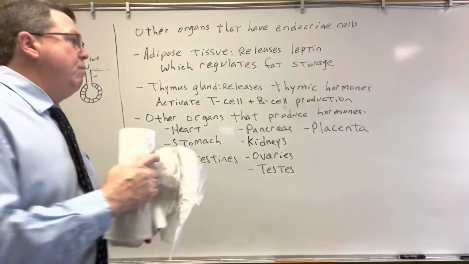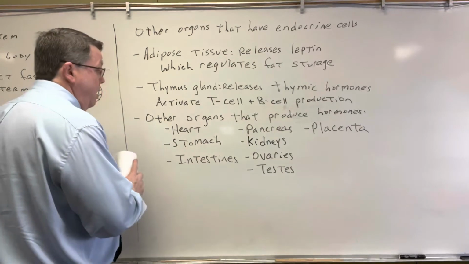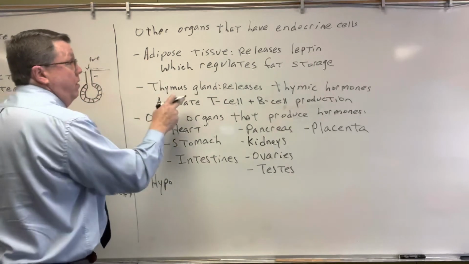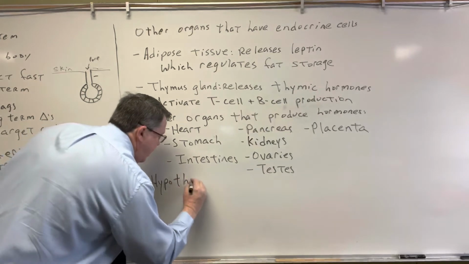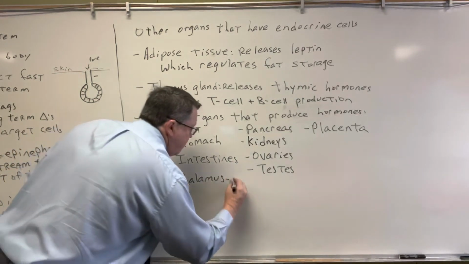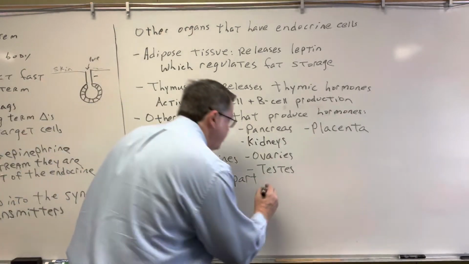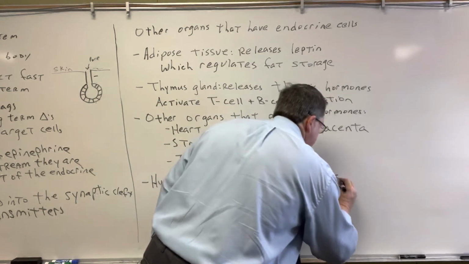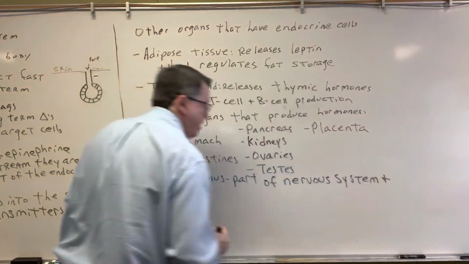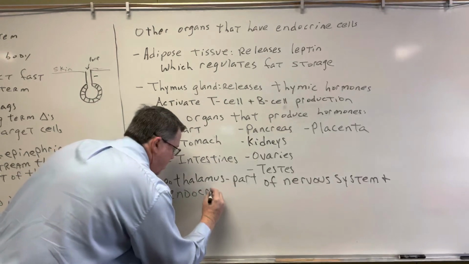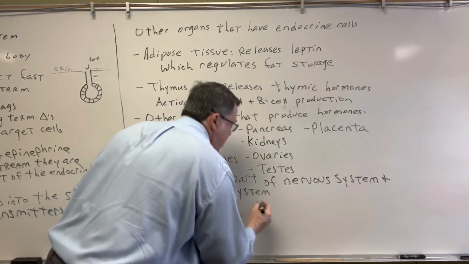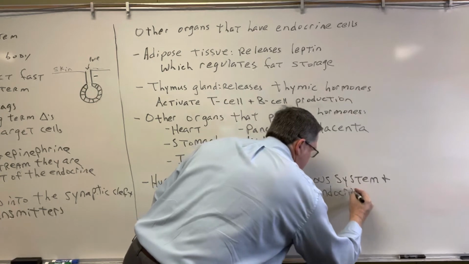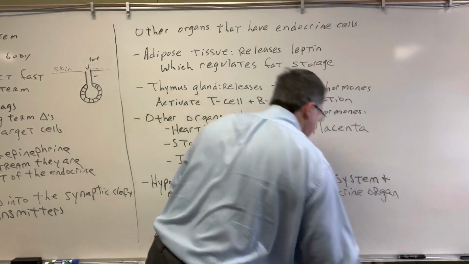Okay, so there's some more, but before I go from there, let me just go into the hypothalamus. The hypothalamus is right next to the pituitary gland. And what it does is it's part of the nervous system, but it also releases hormones. So it's called a neuroendocrine organ. Okay? So that's going to be the hypothalamus.